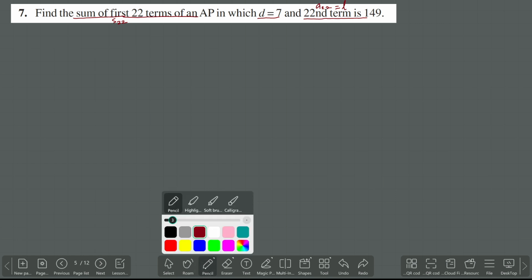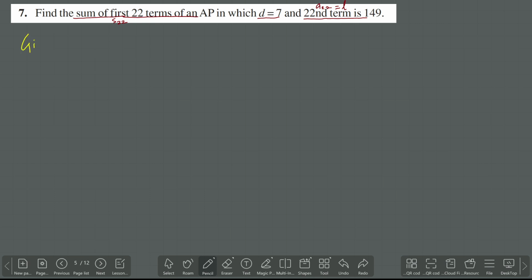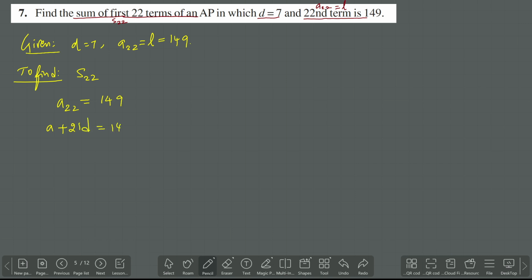AN. So I am going here in the given. In the given, they have given D value 7 and A22 equal to 149. They are asking to find the sum of first 22 terms, that means S22. So AN formula: A22 equal to 149. In the sense A22, what I know is A plus 21 D equal to 149. Directly you can write without using the formula also. Is it okay? Or with the formula also we can move.